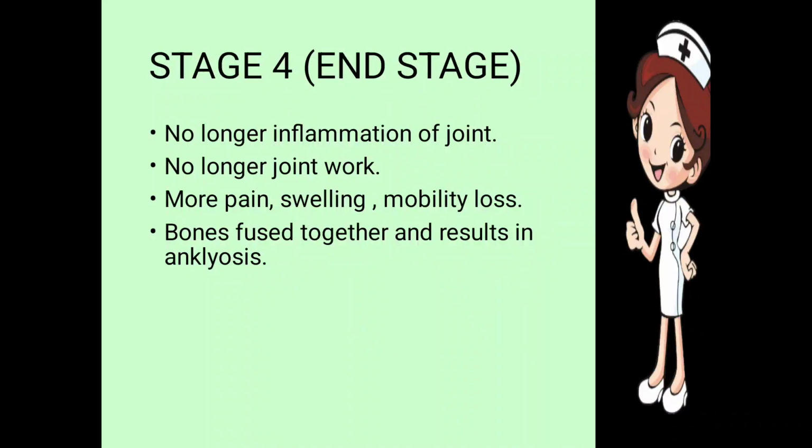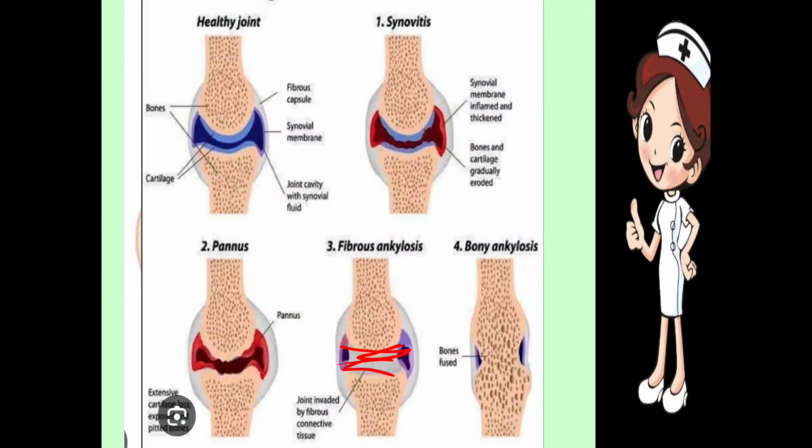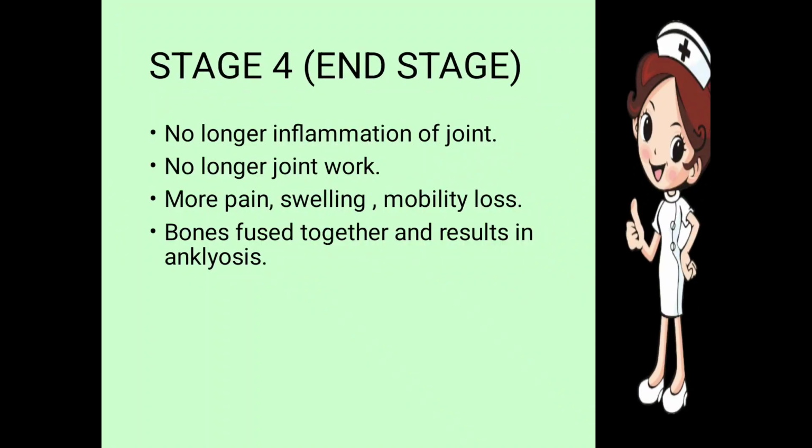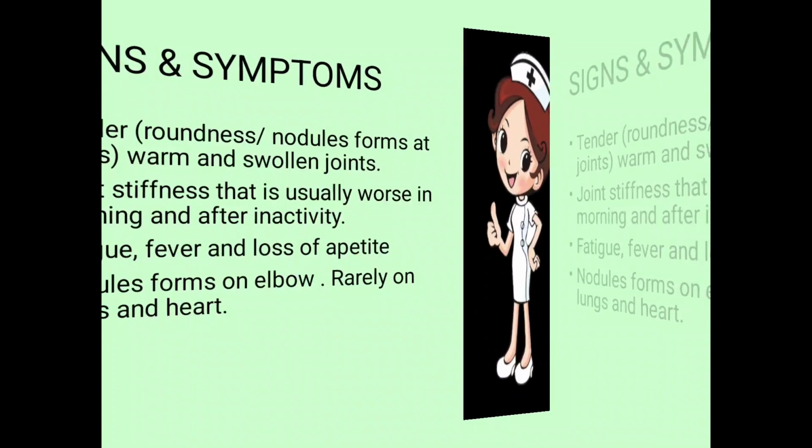You will not be able to move that joint where this takes place. The bones fuse together and result in ankylosis. Two bones get joined together here, and you will not be able to move them at any degree. This is the bony ankylosis. So the bones get fused together and result in ankylosis.